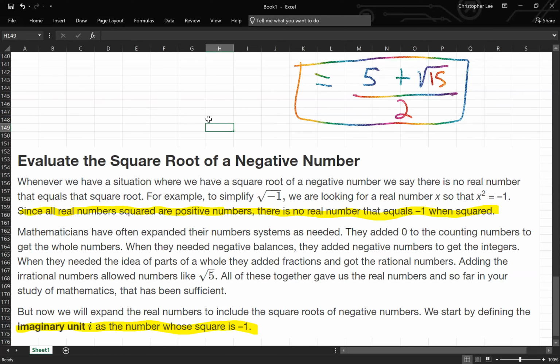Mathematicians have often expanded their number systems as needed. They added 0 to the counting numbers to get the whole numbers. When they needed negative numbers, they added negative numbers to get the integers. When they needed the idea of parts of a whole, they added fractions and got the rational numbers. Adding the irrational numbers allowed for numbers like, for example, the square root of 5. All of these together gave us the real numbers. And so far in your study of mathematics, that has been sufficient. But now we will expand the real numbers to include the square root of negative numbers. We start by defining the imaginary unit i as the number whose square is -1.